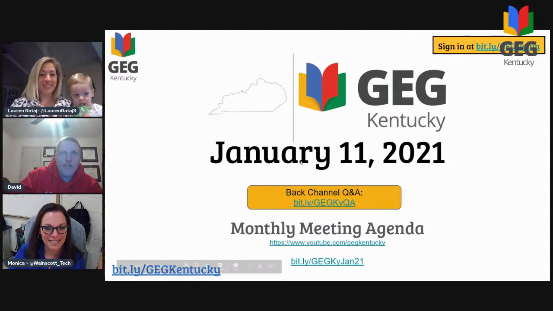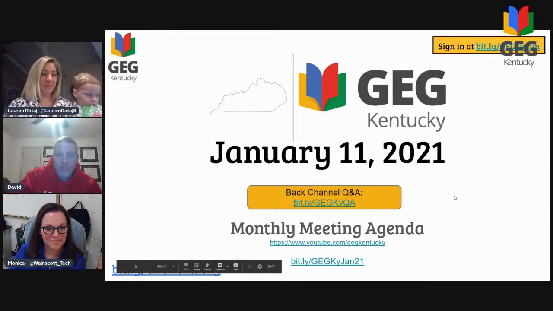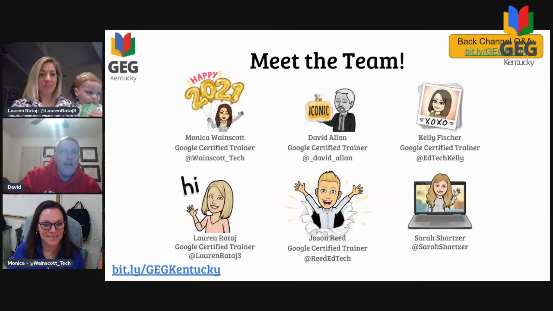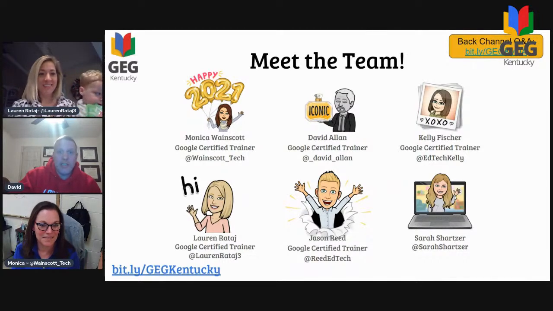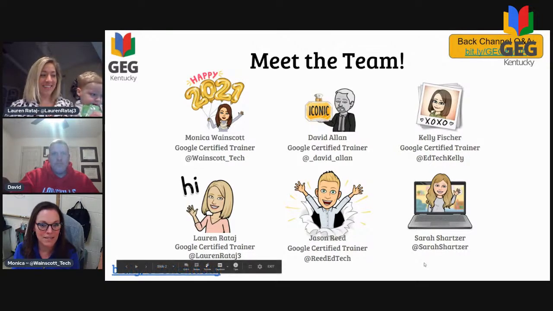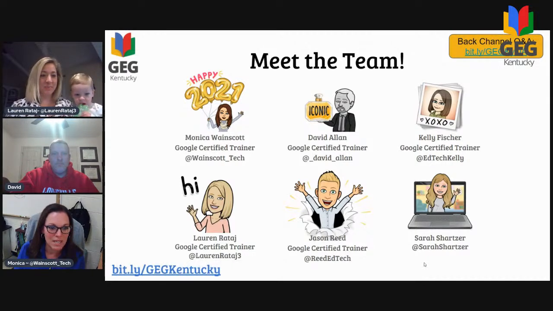All right, so are we ready to get started? This is our January 2021 monthly meeting. I am David Allen, one of the co-leaders for GEG Kentucky. We are missing a couple of people today, but David, Lauren, and I are here to share everything that we have put together today.